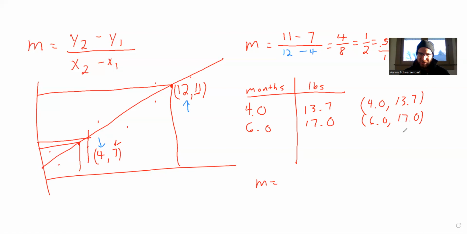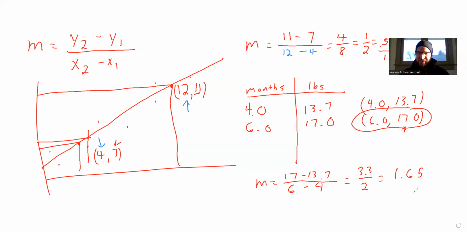So again, I'll do y2 here, 17 minus 13.7 over 6 minus 4. Again, 17 and 6 are both the second ones. They have to go together in my fraction, y over x. And when I do this, I get 3.3 over 2. When I stick that in a calculator, I'm going to get 1.65.